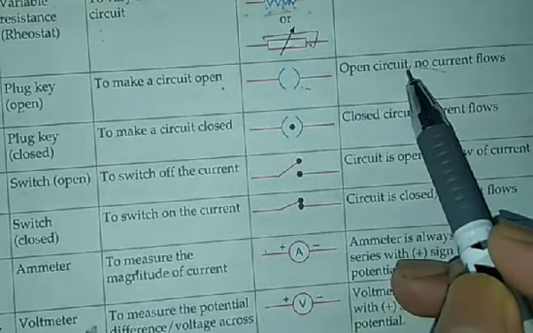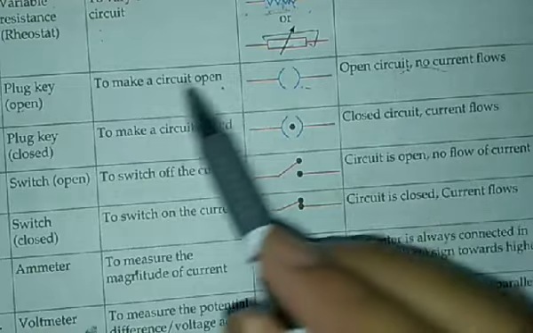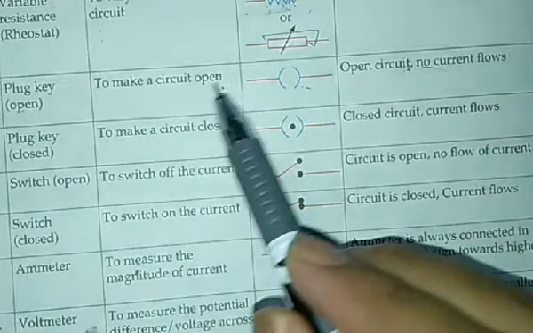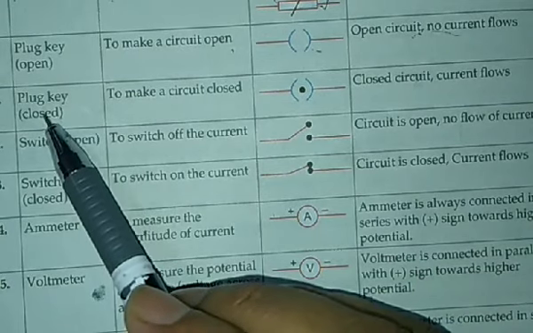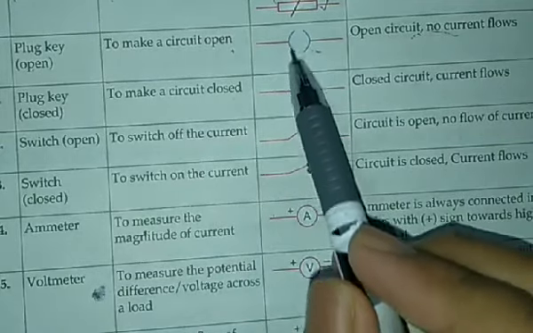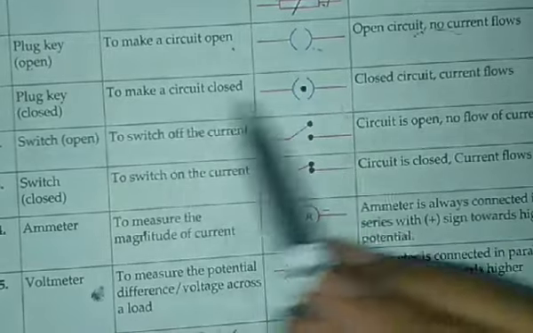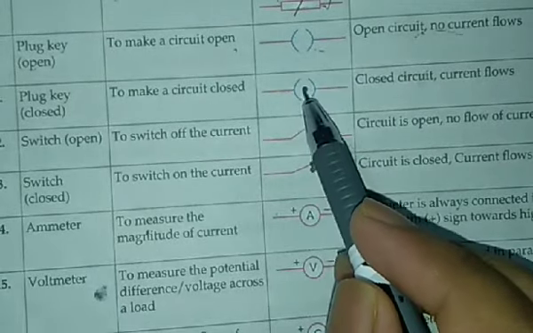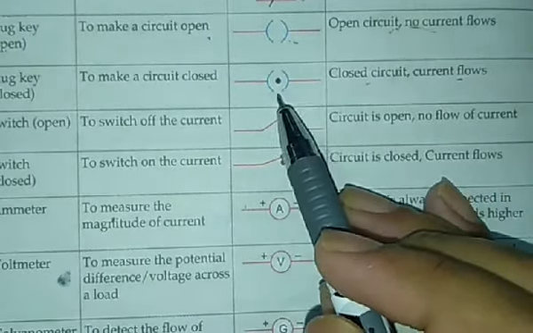As you all know, if we connect the positive and negative terminals, that is, if we close the circuit, then only the current flows. If we do not close the circuit, then no current will flow. Now the next electrical device is the plug key or closed key. To make a circuit closed, the only difference between this and the open key is that in the middle of the key we place a dot, which is known as a closed circuit. Current flows through it. If we close the circuit, that is, if we connect the positive and negative terminals, then the current will surely flow through that circuit.